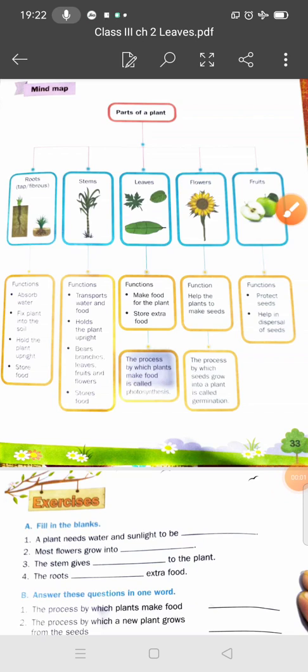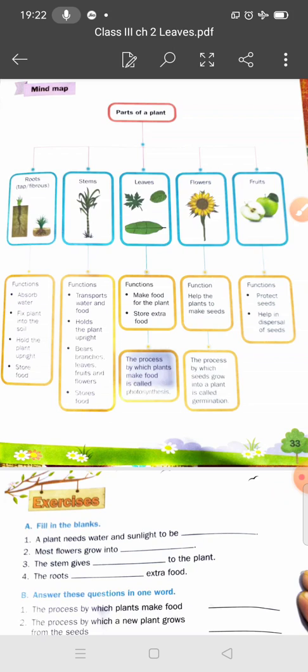Class 3rd, chapter number 2, parts of a plant. Student, in the previous lecture we discussed parts of a plant and their function. Student, in this lecture we will discuss the flow chart of parts of a plant.